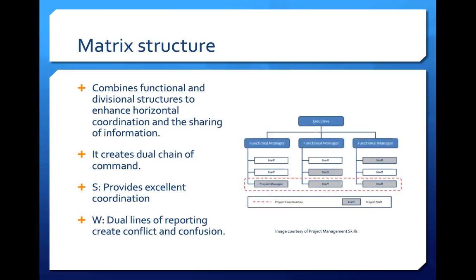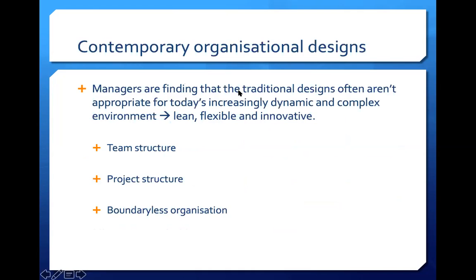And the next one is the matrix structure, where we combine the functional and divisional structure to enhance horizontal coordination and the sharing of information. If you have several functions, underneath each function we have someone representing that function for the cross-functional work. So it creates a dual chain of command. The good news is that it provides excellent coordination. The issue is the dual lines of reporting may create conflict and confusion. So that's basically the traditional ones.